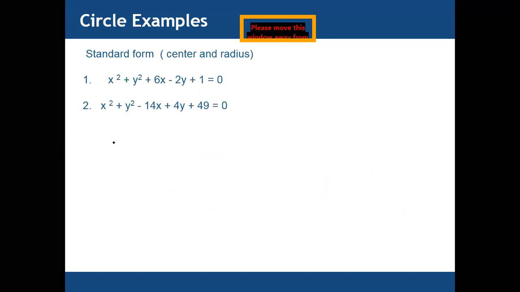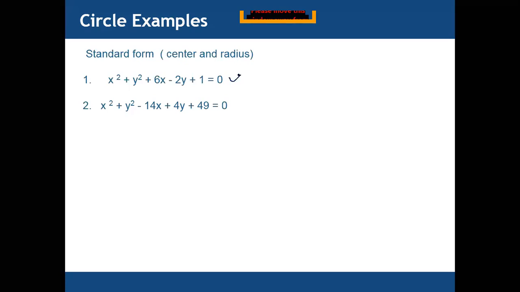Now we have standard form. An equation is given, how to write it in standard form. First question is x square plus y square plus 6x minus 2y plus 1. So how can we write this in standard form? The standard circle equation is used to find the radius and central point. We use the formulas a plus b whole square and a minus b whole square. We need to complete this formula.